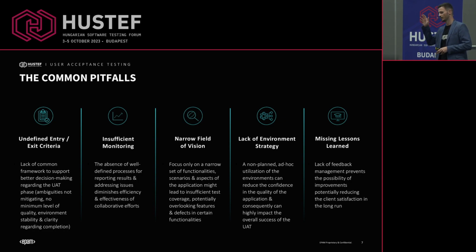Moving forward, I would also emphasize the importance of monitoring. So when the UAT happens, we need to be able to have information about where we are, and if there are any problems, then it's important to act on them in time. The third one on this slide is about the narrow field of vision. It means that we tend to focus only on certain aspects or capabilities of the application, overlooking some additional features that can lead to undetected problems and potential flaws when it comes to the production environment.